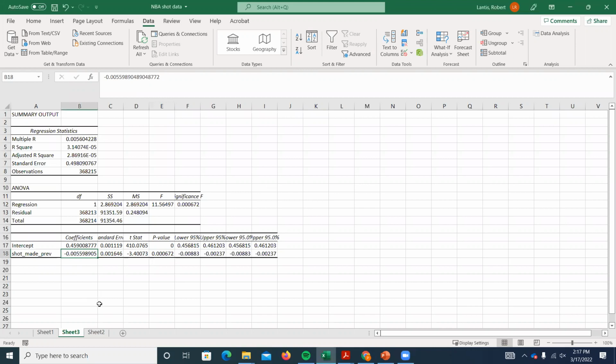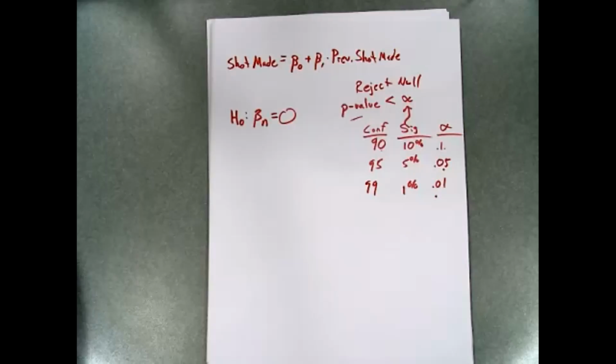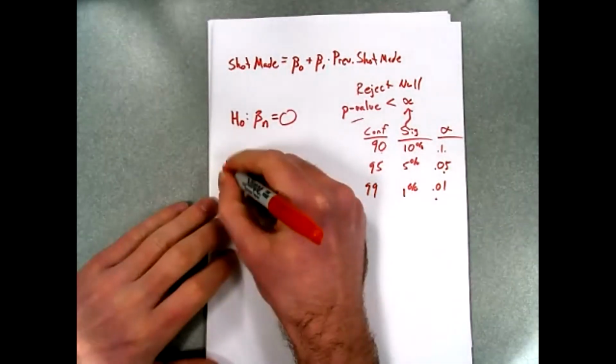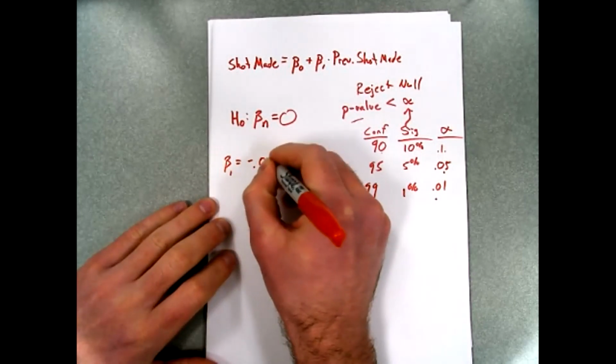However, notice what's kind of interesting is this coefficient is actually negative. So it actually is less likely you make the following shot if you had made the one before. Right? That's what this is telling us. And so we can think about the interpretation. Actually, what was it before? Negative 0.005. So we found beta 1 was negative 0.005.